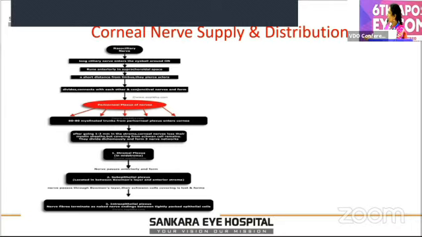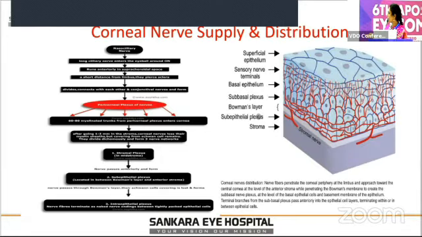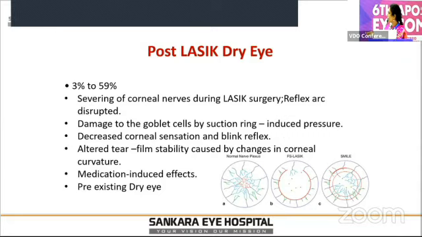Basics of corneal nerve supply and distribution: they form through the nasociliary branch of the trigeminal nerve. They enter the cornea at the 3 o'clock and 9 o'clock positions, and they form a subepithelial plexus. So during LASIK, because of flap formation, there will be denervation of the corneal nerves. So the reflex arc of tear secretion is disrupted. So post-LASIK dry eye occurs in around 3 to 59% of patients.